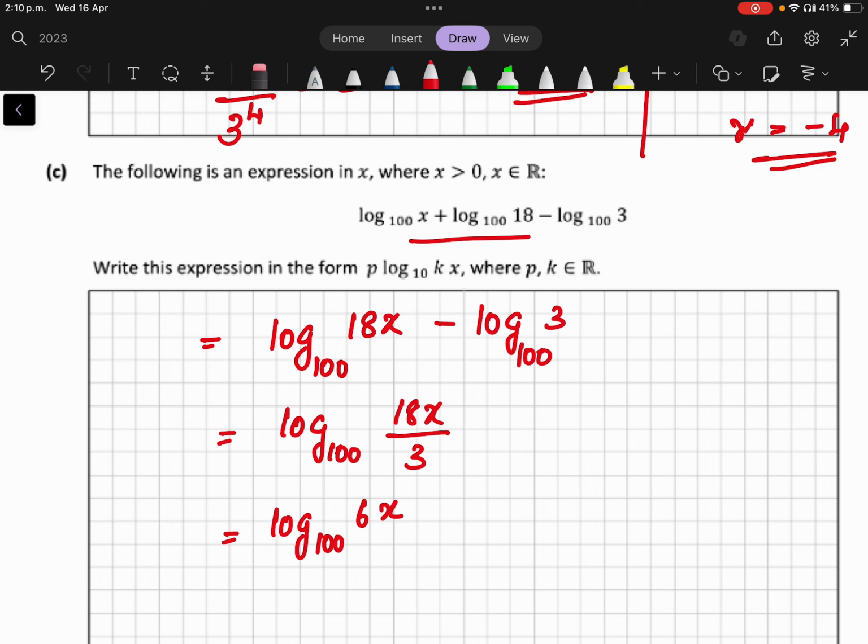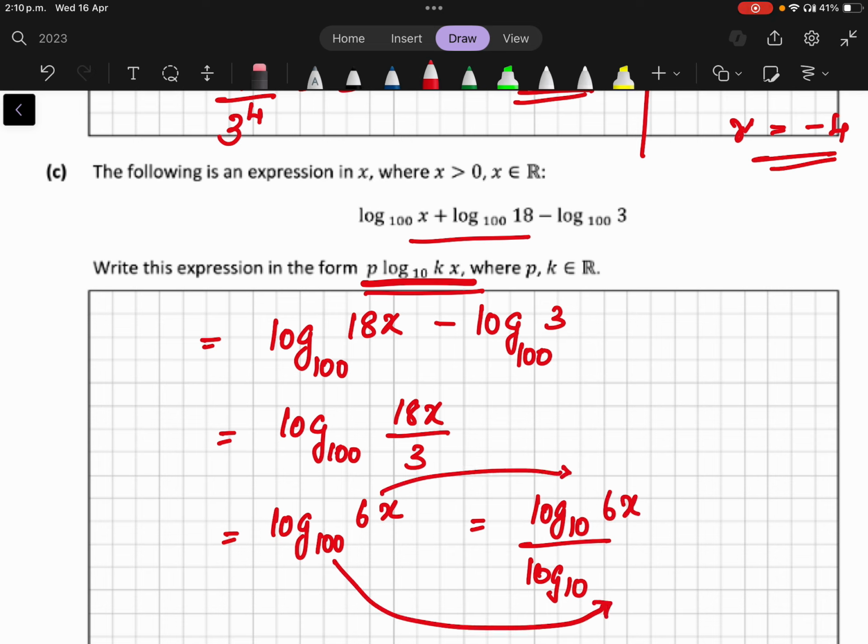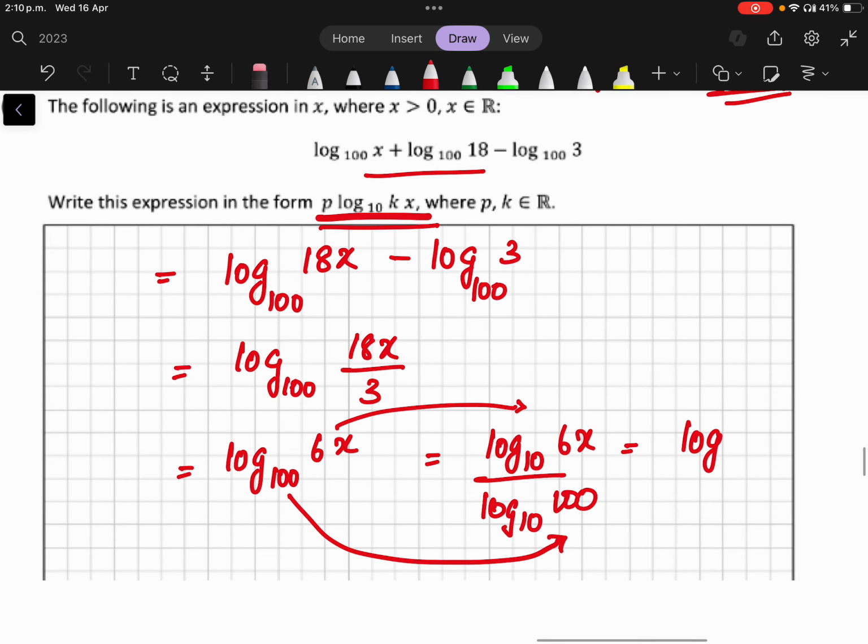Write this expression in the form p log 10 of 6x. That is one thing you have to remember. Here the base is 100, so we want to write it in base 10. How will you write it? It's very easy. You write log to the base 10, and 6x will come here, and this 100 will come here, so that is log 100. Again, this formula is there in the formula book, so there's nothing to worry about, but this is the method you use to change the base of the logarithm. And log 100 to the base 10 is equal to 2.